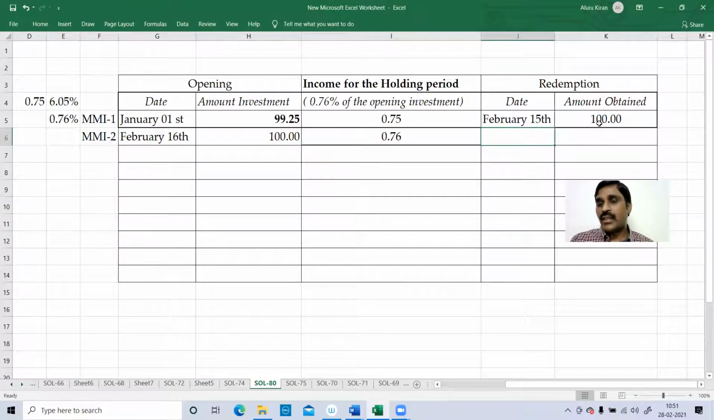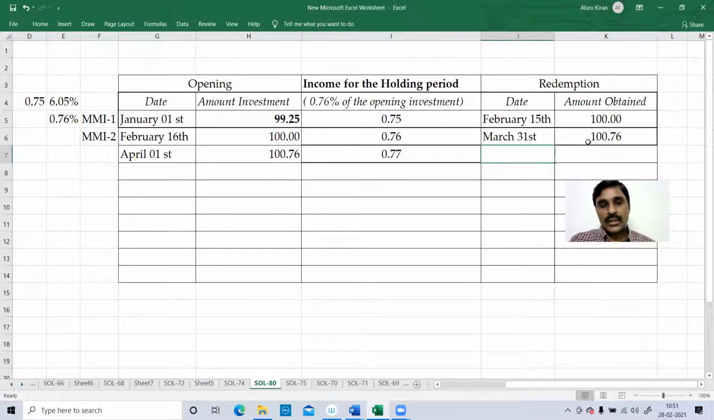And my maturity date is March 31st, 45 days, 1.5 months I am taking. So how much will I get? Same concept: whatever I obtained, 100.76. Next, April 1st. How much will I invest? Whatever I obtained on March 31st, I'll invest. So this will be May 15th.